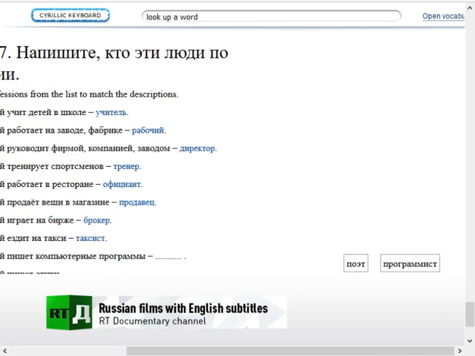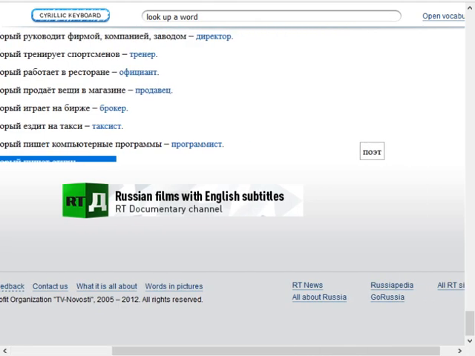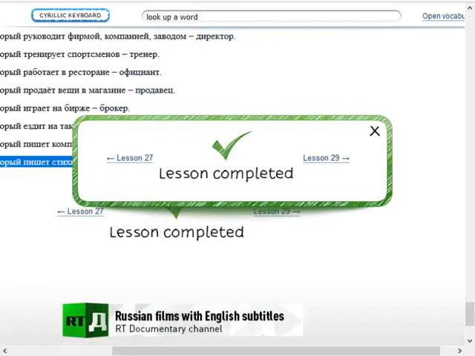Person who writes computer programs is a программист. And I apologize that my browser appears to be cutting off the text of the last line. It says, человек, который пишет стихи. We saw that word стихи in a recent lesson when it was recommended that a man write стихи, poetry, for his wife. So, person who writes стихи is a poet, a poet.